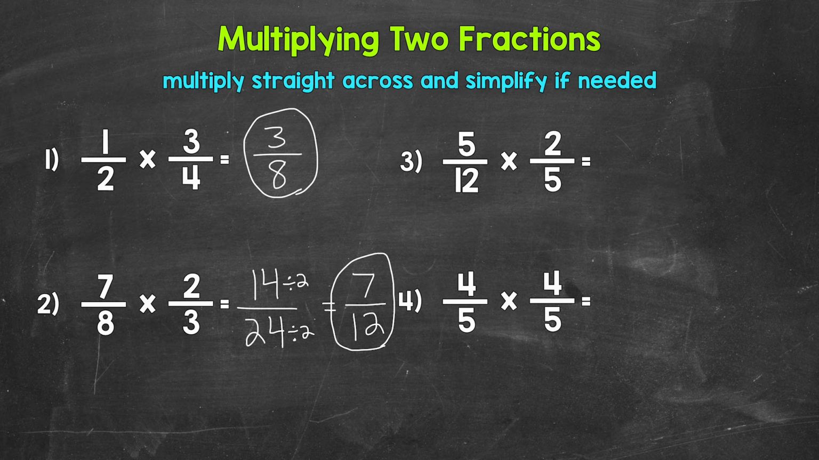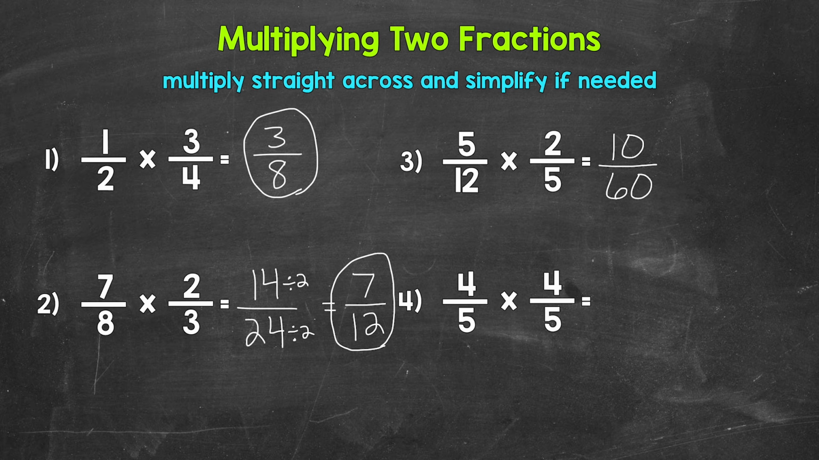Moving on to number 3, we have 5/12 times 2/5. Let's multiply the numerators. 5 times 2 gives us 10. Now for the denominators, 12 times 5 gives us 60. So we end up with 10/60. And that's our answer. But 10/60 can be simplified.